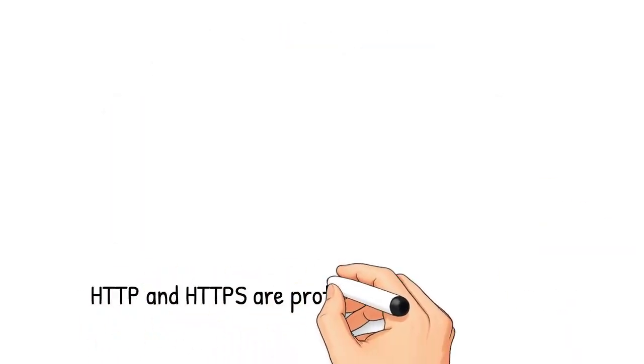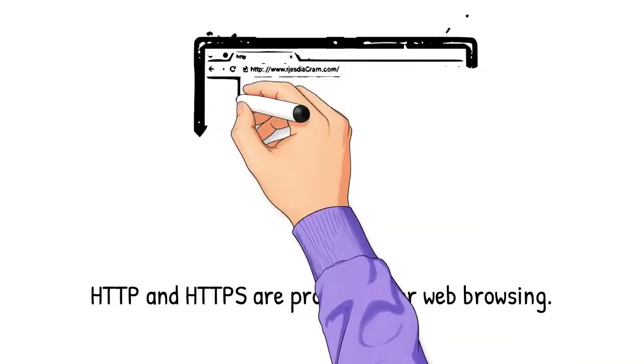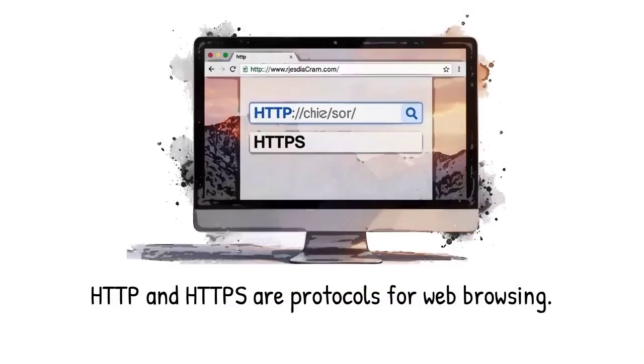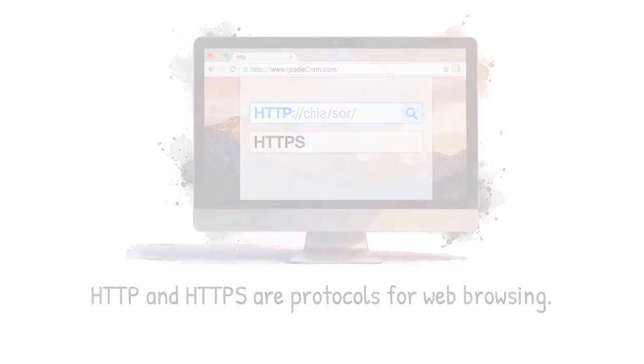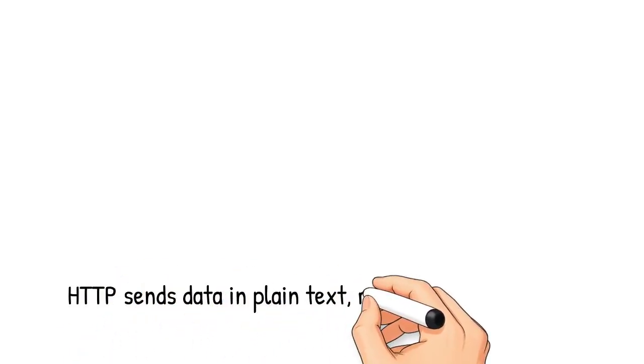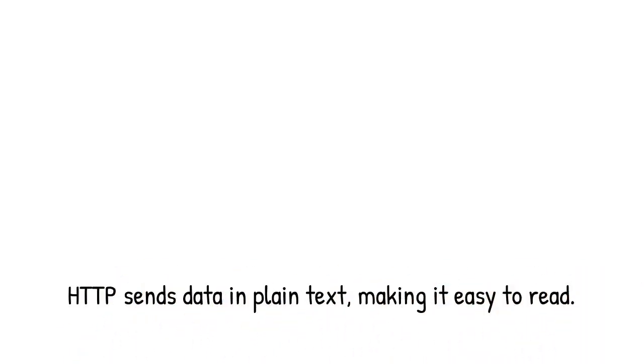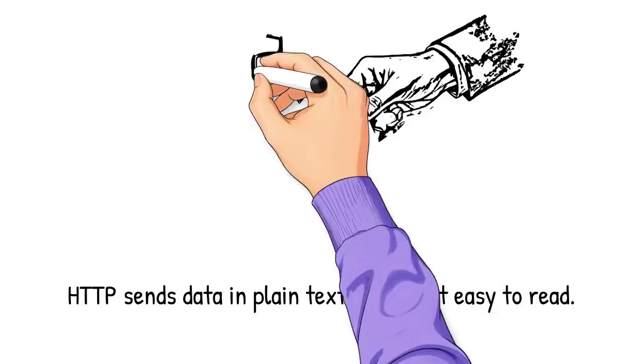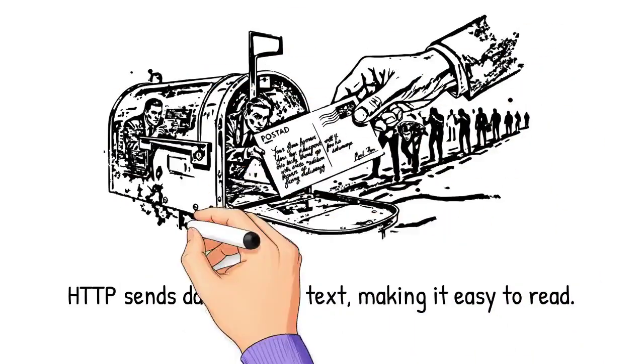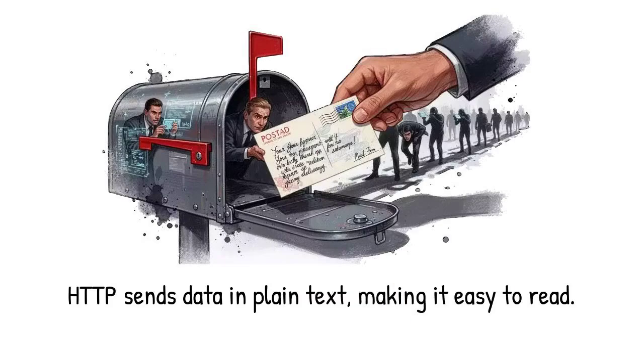Every time you open a website, your browser uses either HTTP or HTTPS. HTTP, Hypertext Transfer Protocol, is the original protocol used for browsing the web. It sends data in plain text. That means anyone who intercepts the traffic can read it. Imagine sending a postcard through the mail. Anyone who handles it can read your message. That's HTTP.